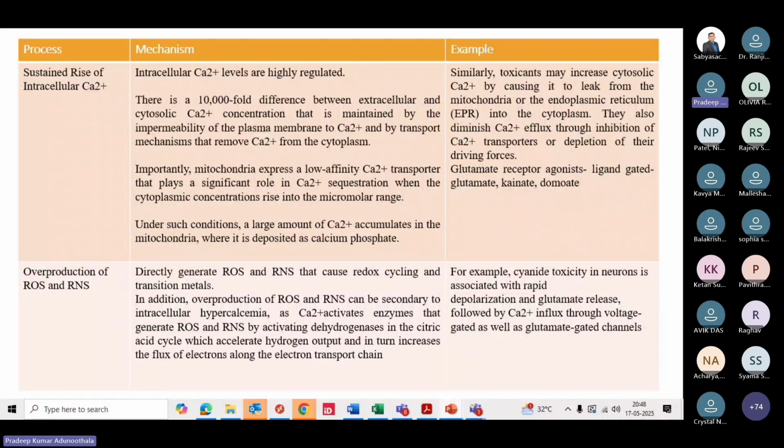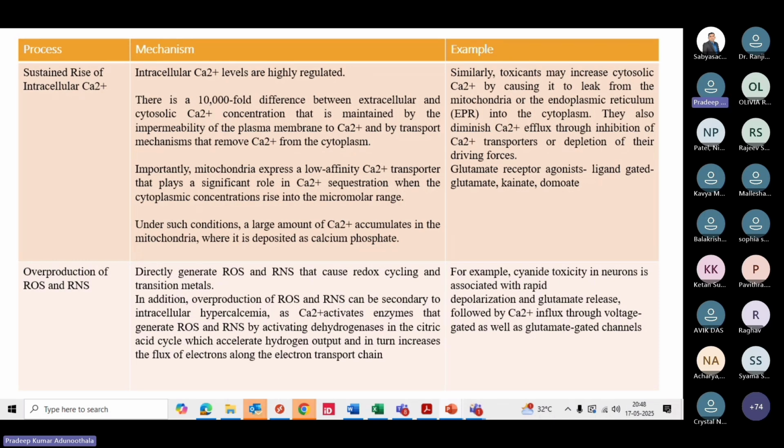The main example is a glutamate receptor agonist, a ligand gated glutamate channel. Glutamate comes and binds to the receptor, and this affects the calcium transporter channel, so that there is an increase in calcium in the cytoplasm, which leads to cell death.